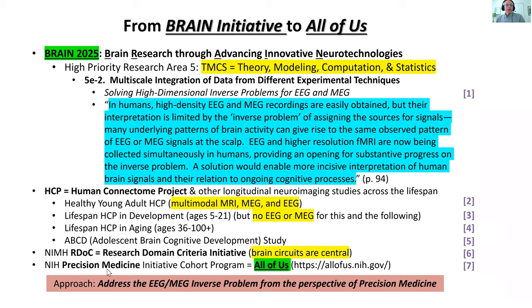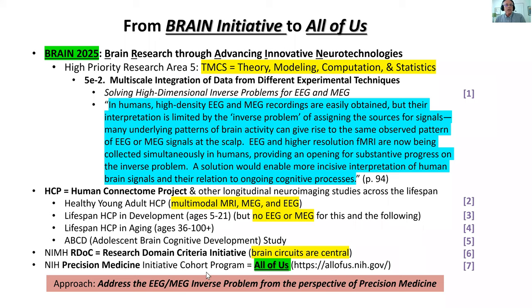Okay, moving on down to another initiative of the NIMH, the National Institute of Mental Health, called RDoC, or Research Domain Criteria Initiative. This is a multi-level science logic framework for developing new classifications of mental disorders. It spans genes, molecules, cells, circuits, physiology, behavior, and self-report. So it's supposed to go across everything that makes up our mental health as human beings. And circuits, brain circuits, are considered to be central.